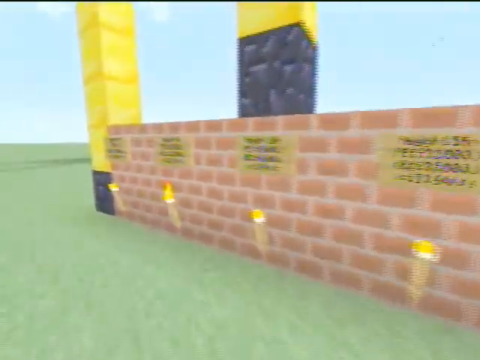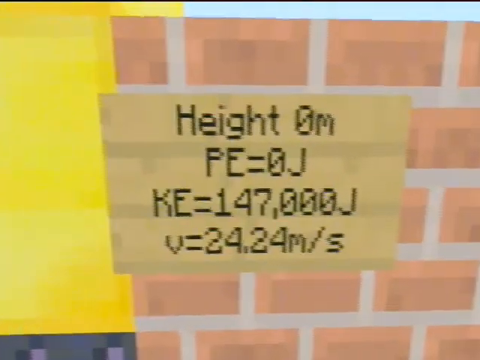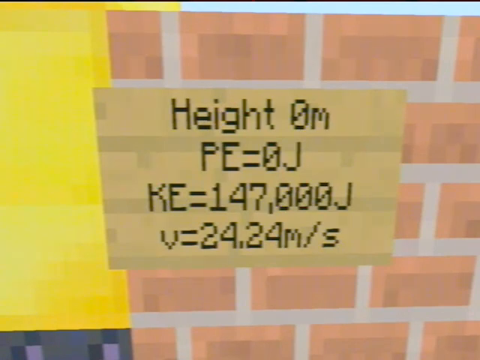Alright, first I'll go over all the measurements. At 0 meters, the potential energy will be 0 joules, and the kinetic energy will be 147,000 joules. It will all be transferred to kinetic energy because of the speed. The velocity is 24.24 meters per second.